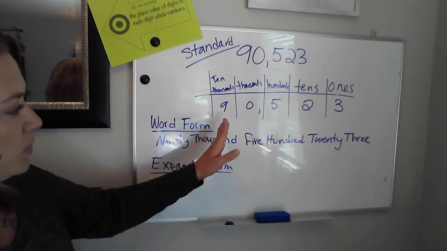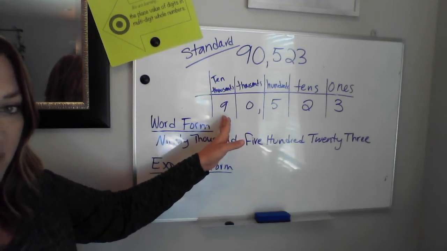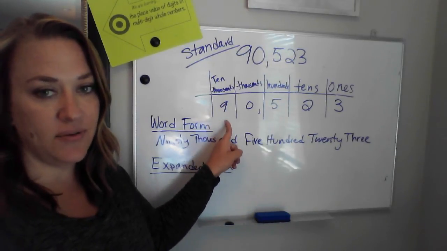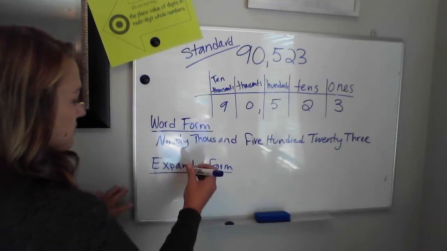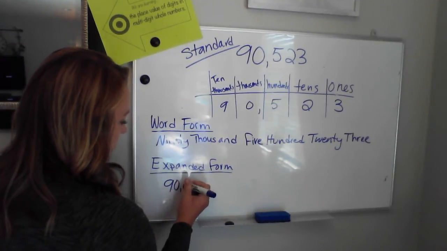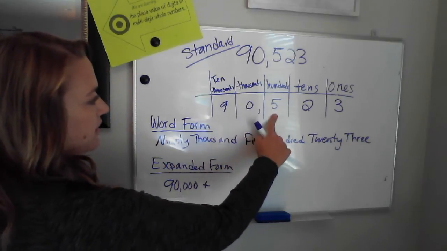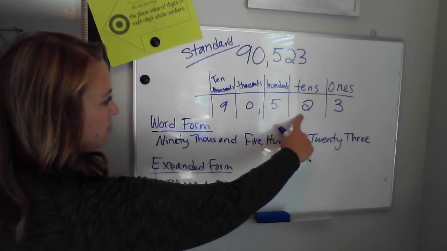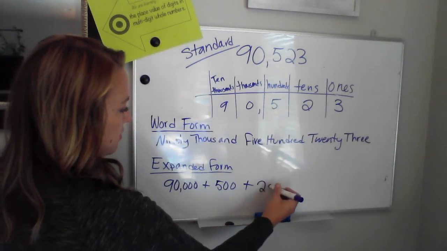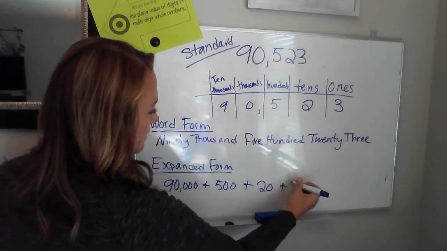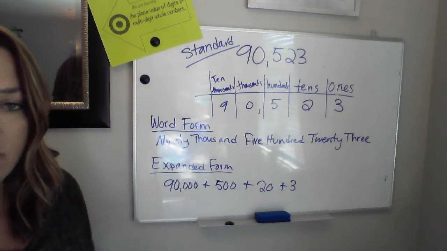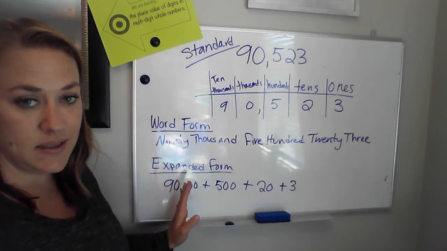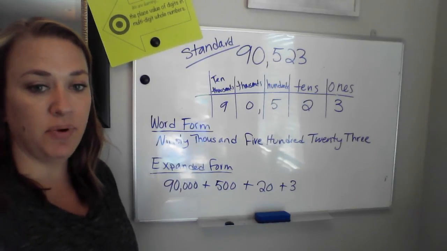And then expanded form, we're going to show what we have in each of the place values and write it as an addition sentence. So I have 9 10,000s, which is 90,000. So 90,000 plus I have 500s plus my 2 10s, which is 20, plus my 3 1s. Okay, so 3 different ways we can represent that same number: standard, word, and expanded. Okay, let's do it one more time with another number.